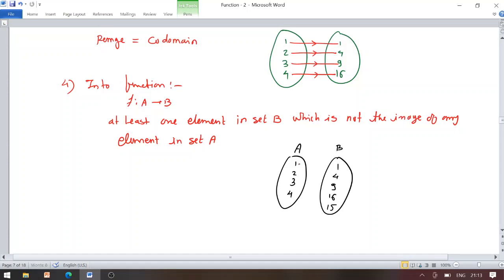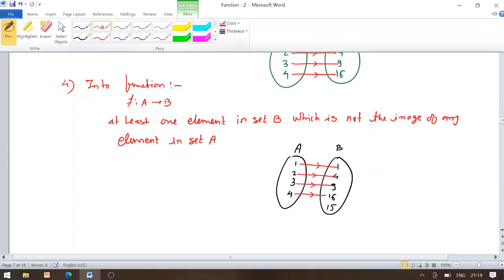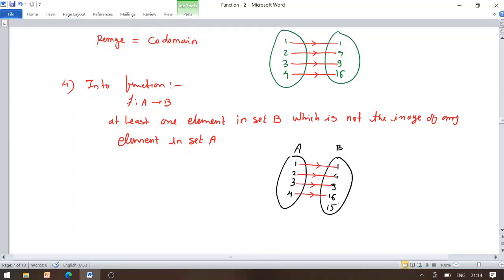So suppose 1 is related to 1, 2 is related to 4, 3 is related to 9, 4 is related to. So here there exists one element in set B that is not the image of any element from set A. Such a type of function is known as into.